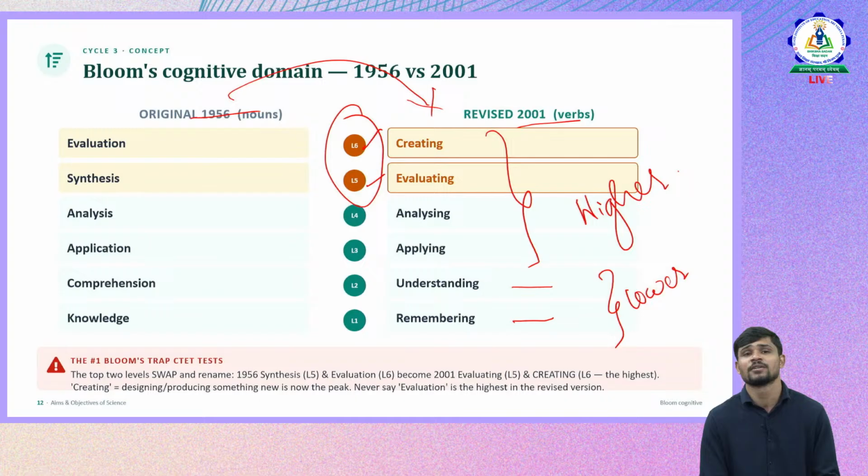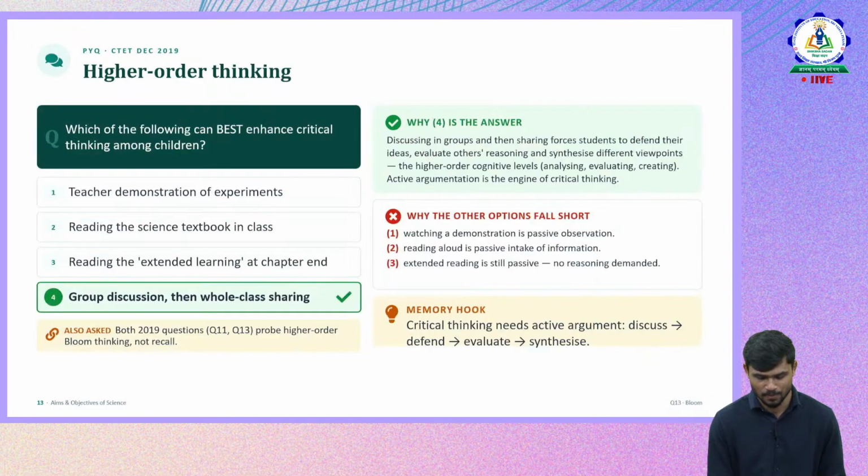Even the difference between the revised Bloom's taxonomy and the original Bloom's taxonomy is also emphasized in CTET questions. They will ask you what is the change between the original taxonomy and the revised Bloom's taxonomy. So what change happened? Where did the change happen? In which learning stages did the change happen? So all these questions will be there.